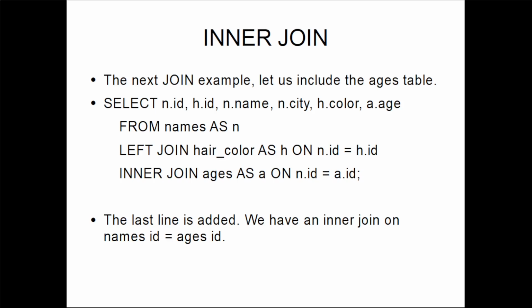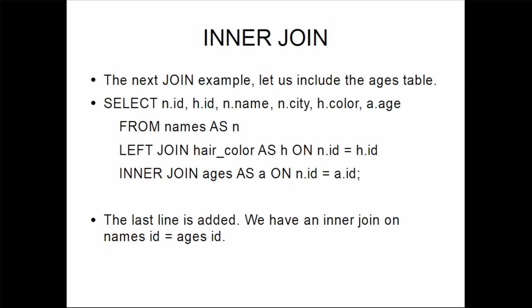For our next join example, we incorporate the ages table to demonstrate combining multiple tables using both left join and inner join. Here is the query. Select n.id, h.id, n.name, n.city, h.color, a.age. From names as n. Left join hair_color as h on n.id equals h.id. Inner join ages as a on n.id equals a.id.